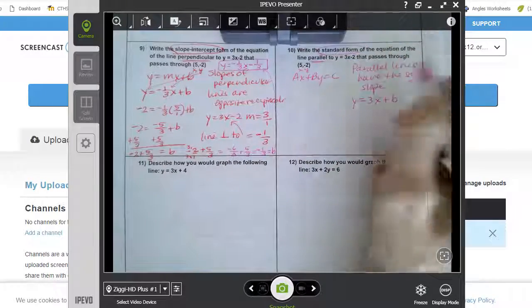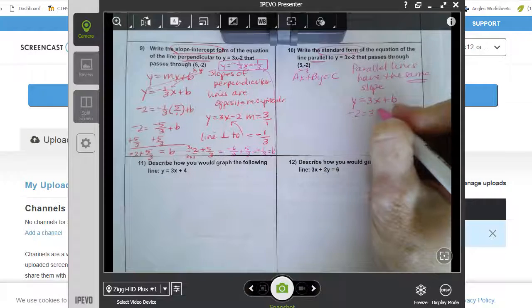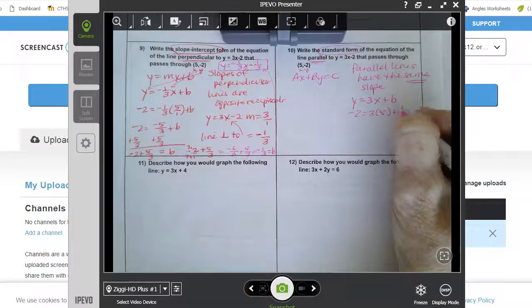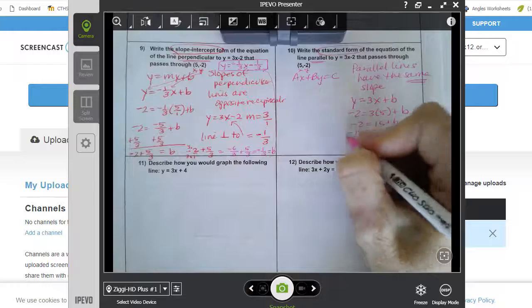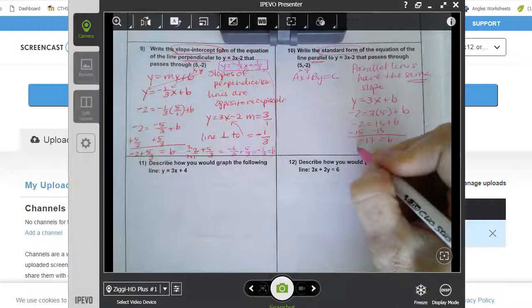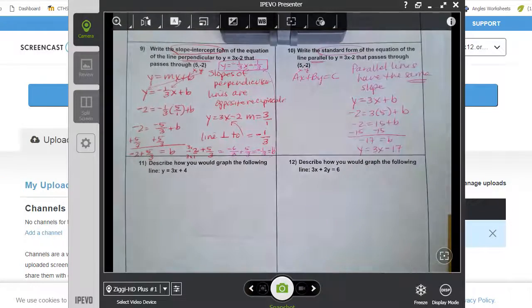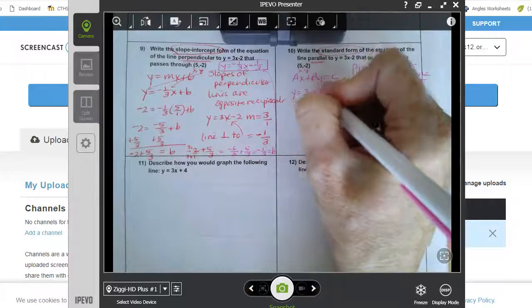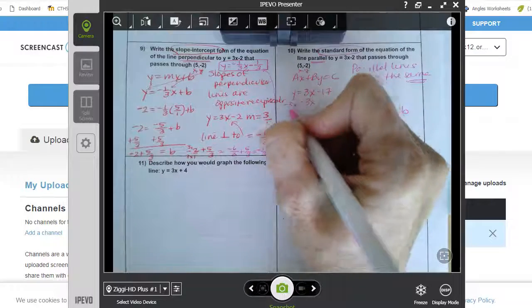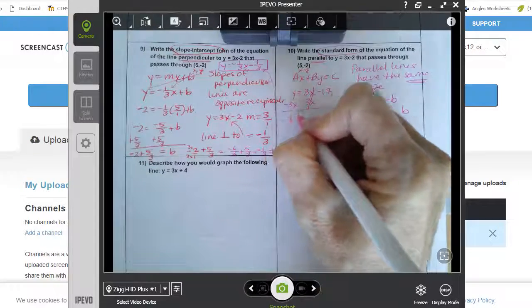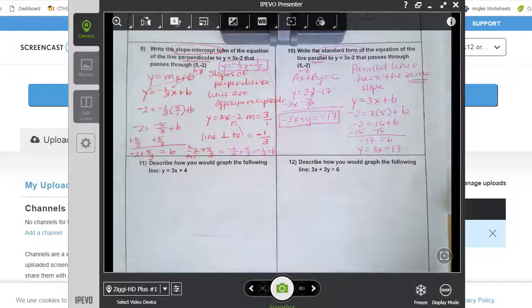That's an x and y value. I'm going to put in the y value. I'm going to put in the x value. So negative 2 equals 3 times 5 plus b. Negative 2 equals 15 plus b. b is equal to negative 17. So in slope-intercept form, I've got y equals 3x minus 17. And I need to convert that to standard form. So y equals 3x minus 17. I want to move that x term to the left. I get negative 3x plus y equals negative 17. And there it is in standard form.